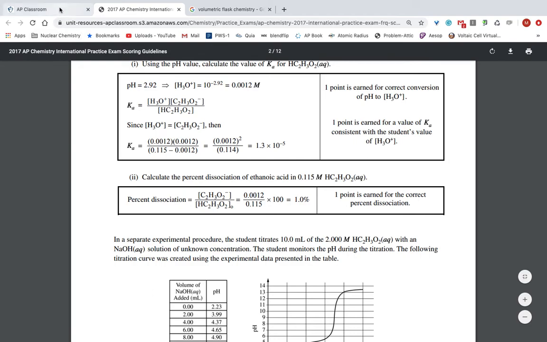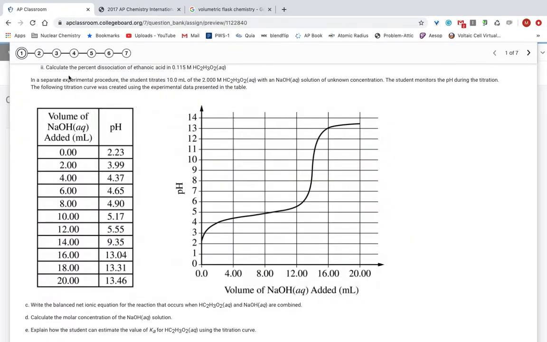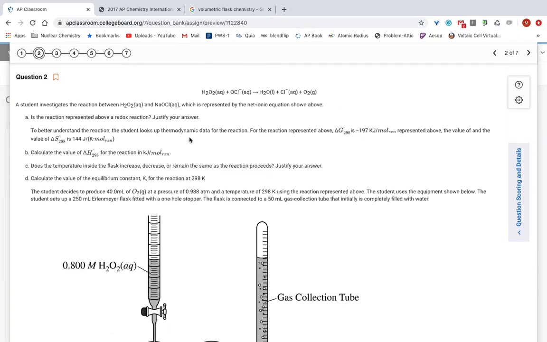I'll do one more on this video. Question 2. A student investigates the reaction between hydrogen peroxide, and this is actually bleach, you don't have to know that, but sodium hypochlorite. Here's your net ionic equation. First thing, is the reaction represented above a redox reaction?